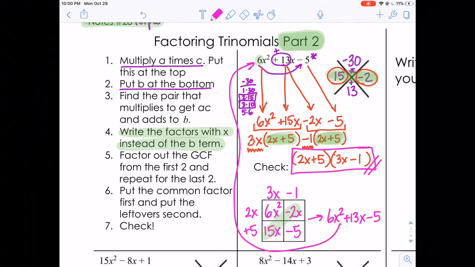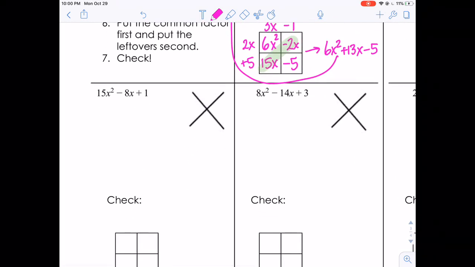Okay, so a little bit longer, but basically our big new step is this part right here. Right, so splitting it up into two pieces. Let's practice a couple more.